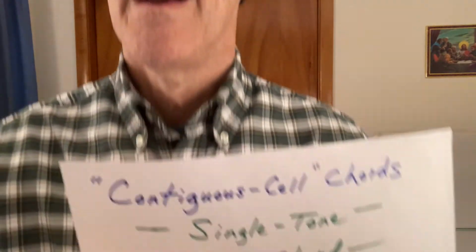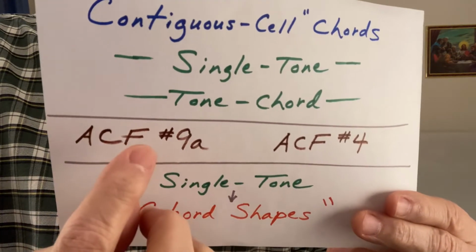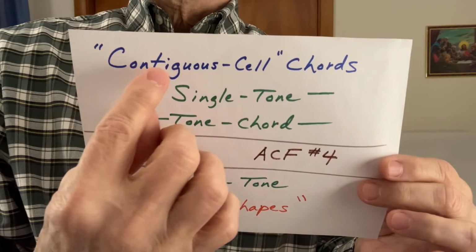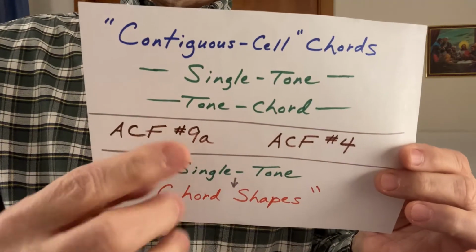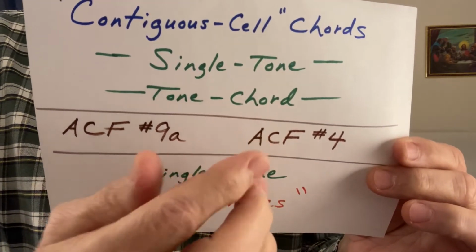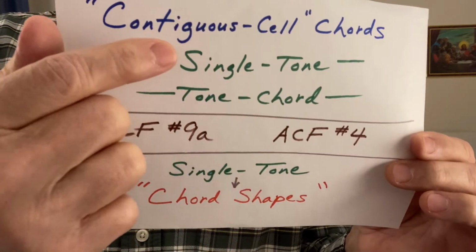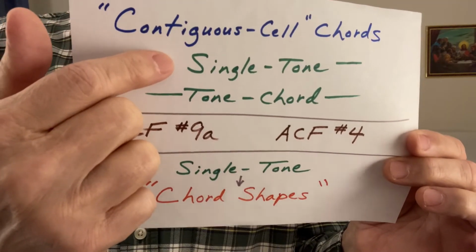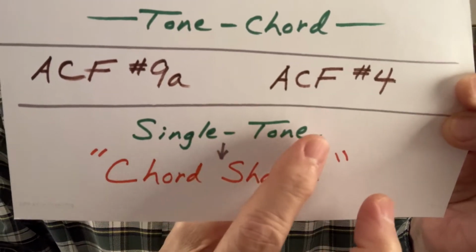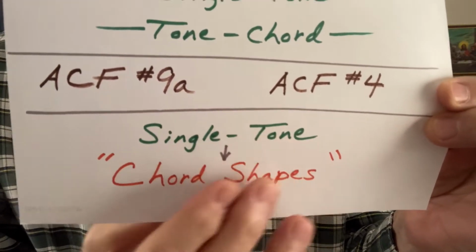Once again, I don't need to go into great detail because I've done this many times. Now, in previous videos, at least two of them, Amplified Circle of Fifths number 9A and Amplified Circle of Fifths number 4, I talked about contiguous-cell chords, and they can be formed with the single tone method or the tone chord method. I just skimmed over it, so today I'd like to quickly focus on the single tone method of finding chords.